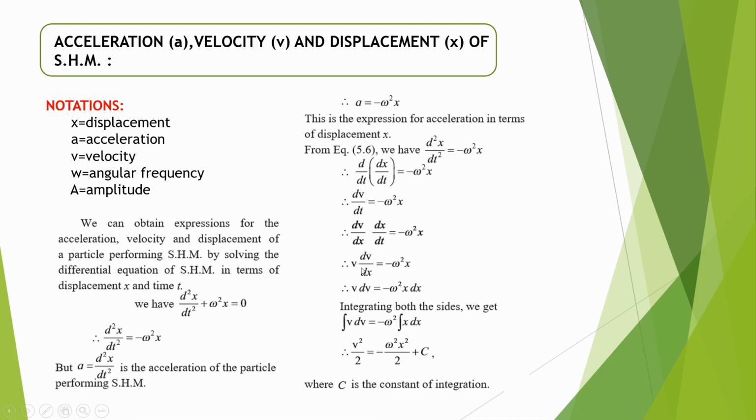So v dv is equal to minus omega square x dx. After that, taking integration on both sides, the integration of v dv is equal to minus omega square, which is a constant taken out of the integration, so minus omega square times the integration of x dx.